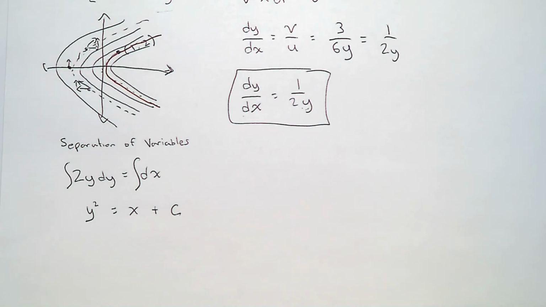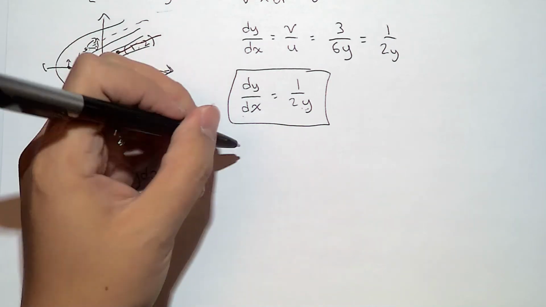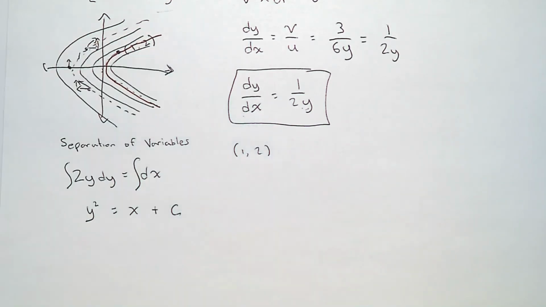However, we want specifically the streamline that passes through point 1 meter, 2 meters. So if I have a general expression and I have a point that this curve passes through, how do I find the actual equation using this data? Exactly. We're going to plug in the coordinates of this point into this expression and find the value of c.